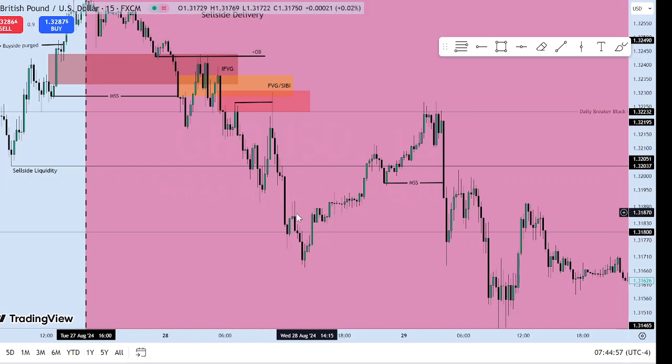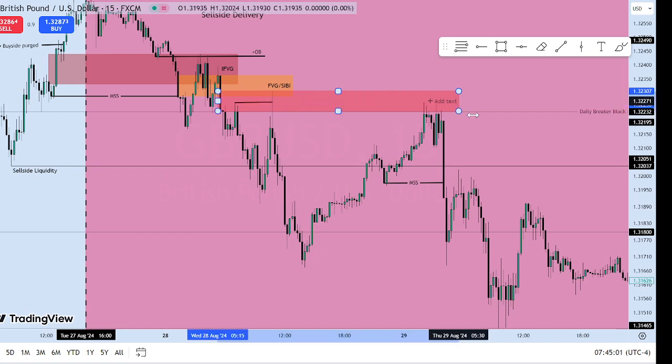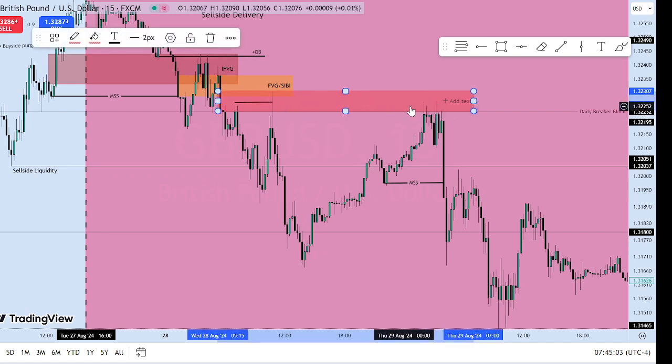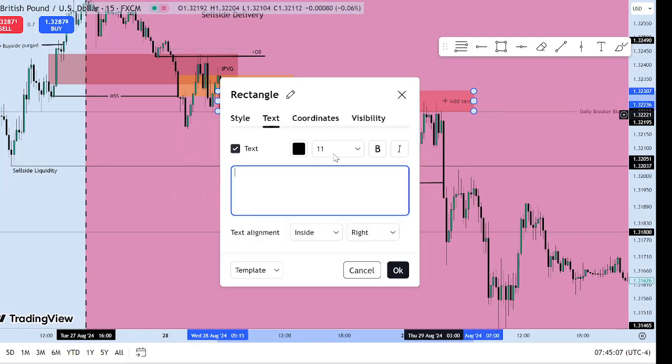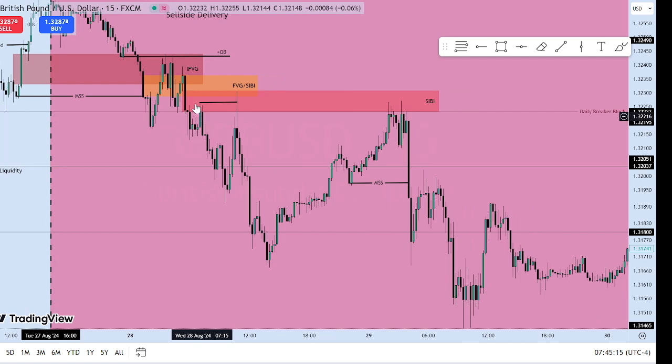Then after breaking above, we started trading higher to reclaim inside this fair value gap, CB, sell side inefficiency, buy side imbalance. Here is our major premium level, resistance level. It's a major resistance level. You can see price is not able to break above it.